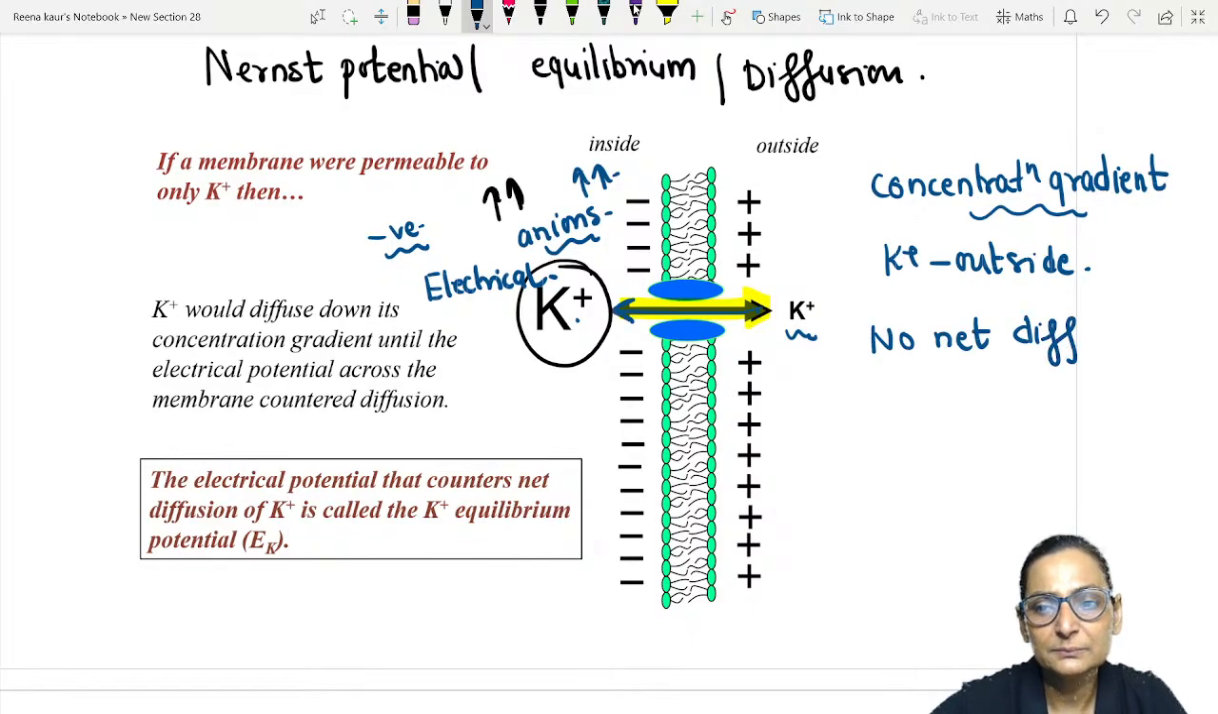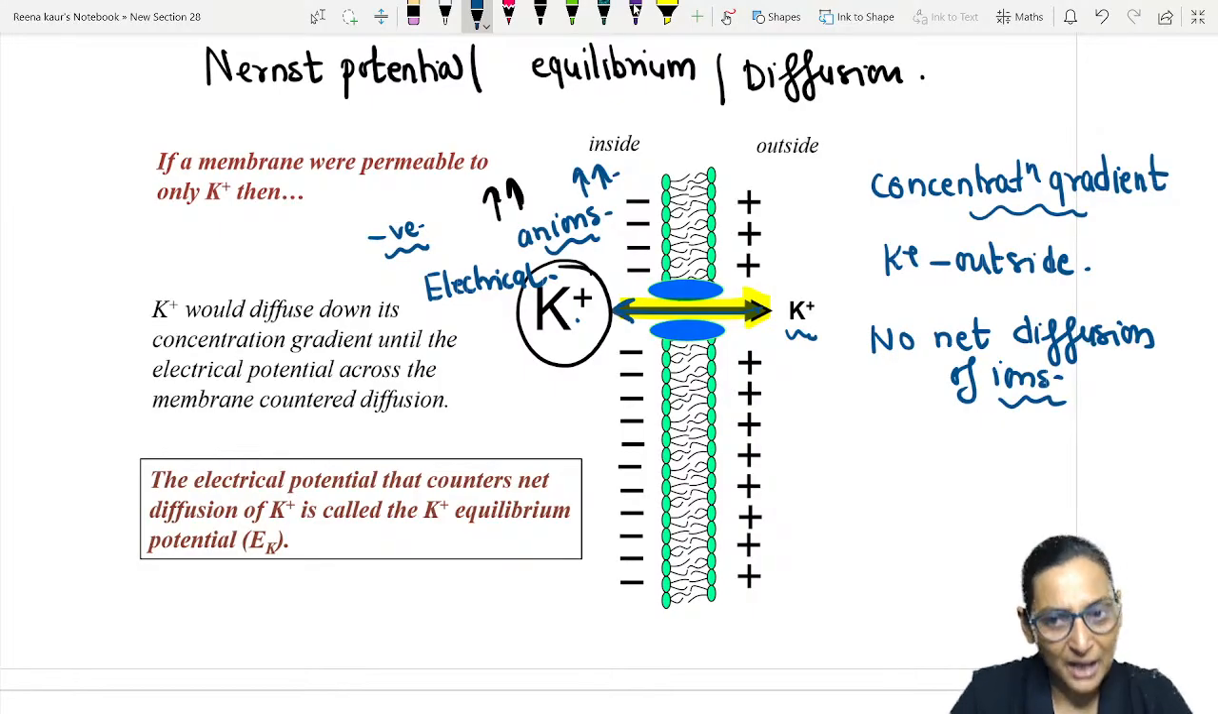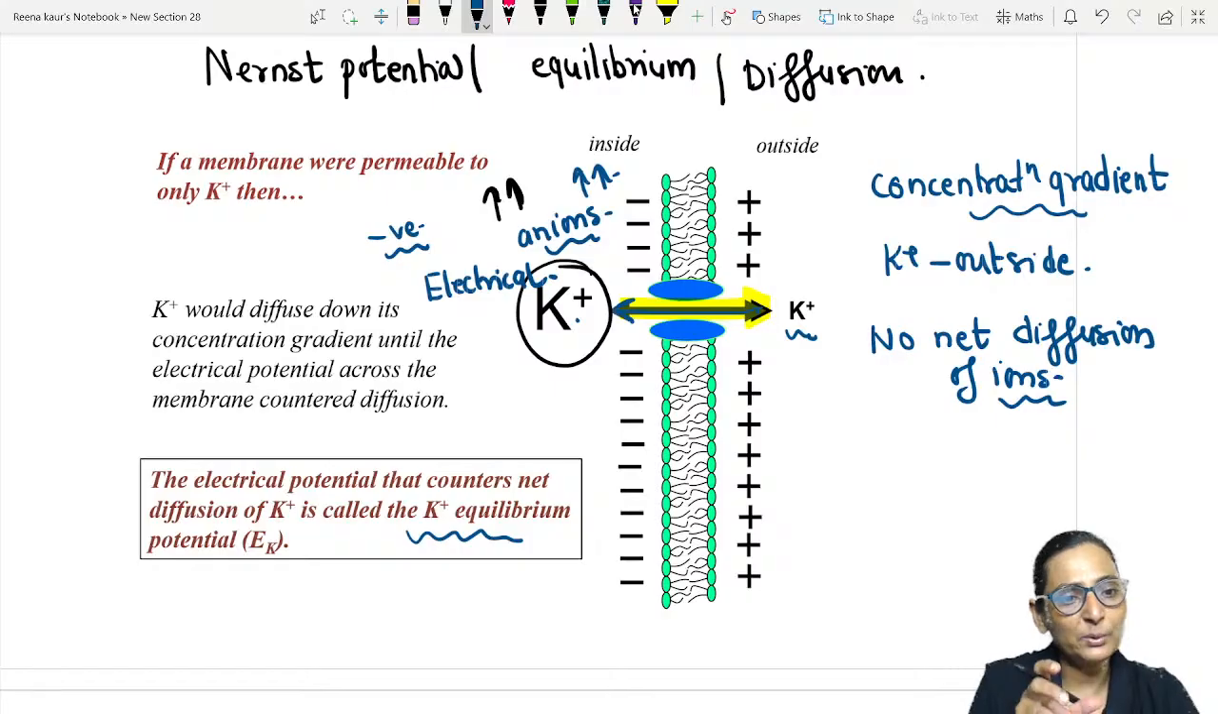No net diffusion of ions. So that point where there is no net diffusion of ions, that means they are equally balanced, or there is no movement of ions, is called the equilibrium potential or the Nernst potential for potassium, right? So the electrical potential that counters the net diffusion of the potassium ions is called the equilibrium potential. So that potential at which there is no net movement of the potassium ions is called the equilibrium potential.